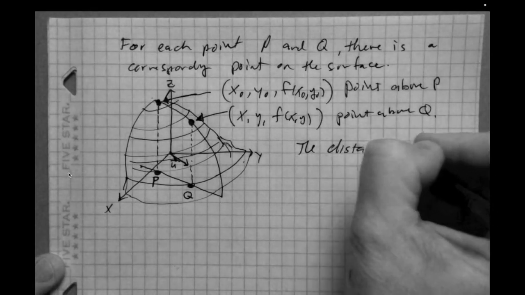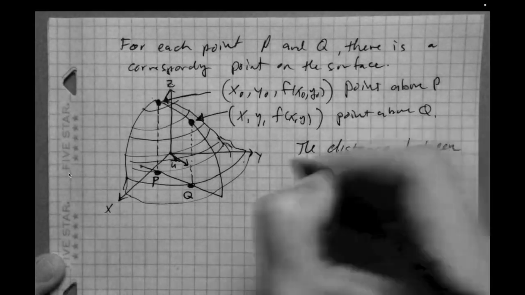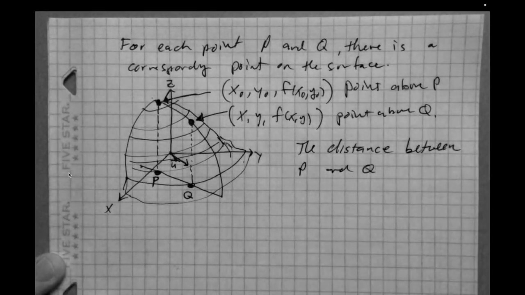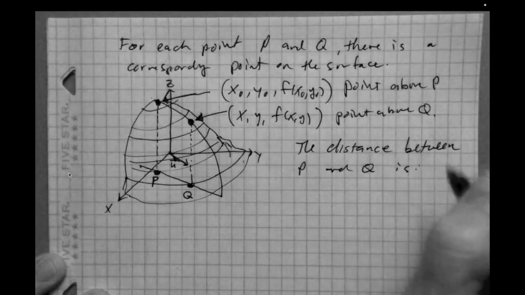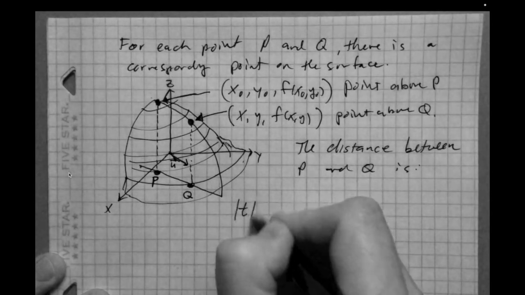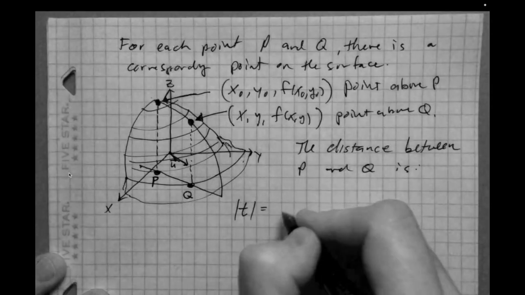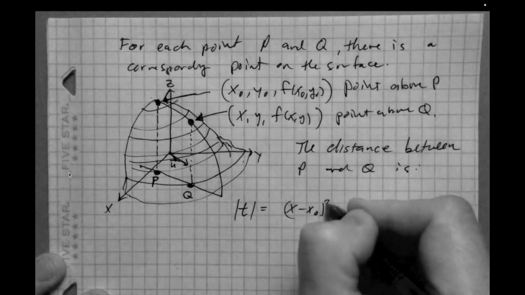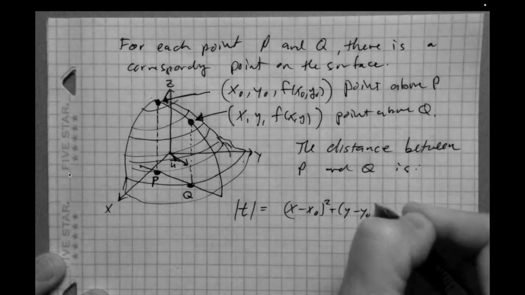So the distance between P and Q is what? Well, we'll call it T. And it's going to be the square root of x minus x naught squared plus y minus y naught squared.